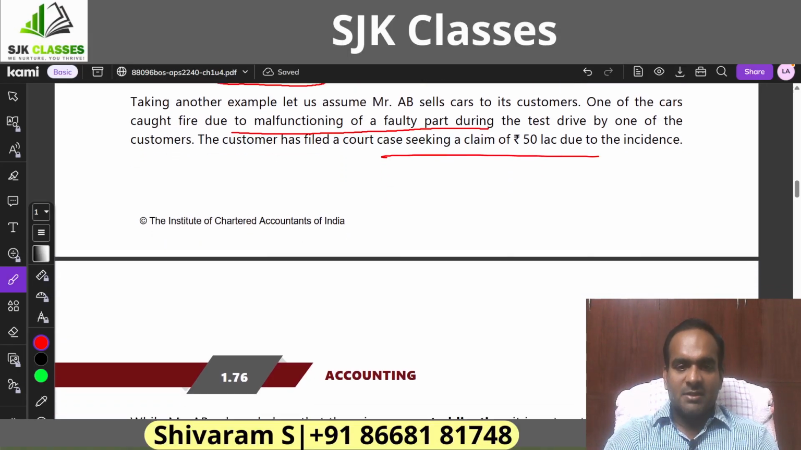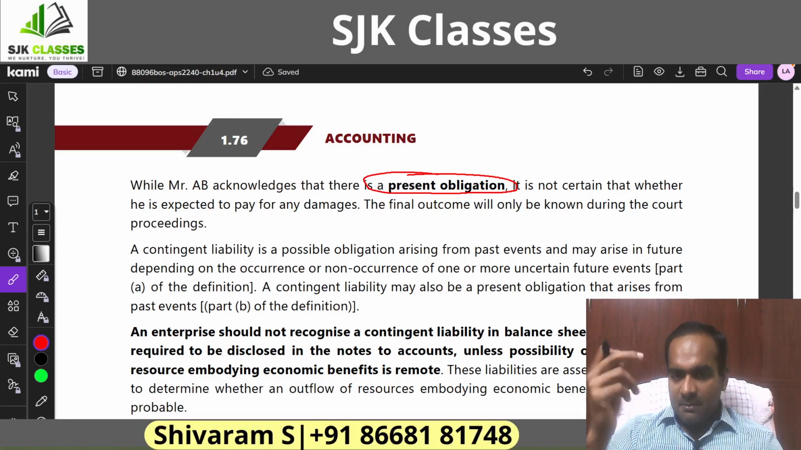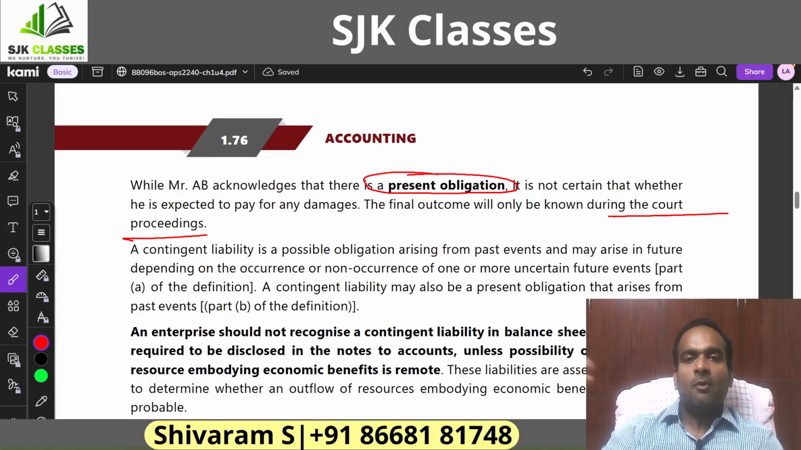So in this case, Mr. AB acknowledges that there is a present obligation. Now, this should be meaningful here. There is a present obligation now. It is not certain whether he is expected to pay for the damages. Whether I have to really pay for these damages or not is still not clear. The final outcome will only be known during the court proceedings. Only when the court gives us the verdict will we know about this obligation. Whether I have to pay the amount or not will depend on the court's judgment.